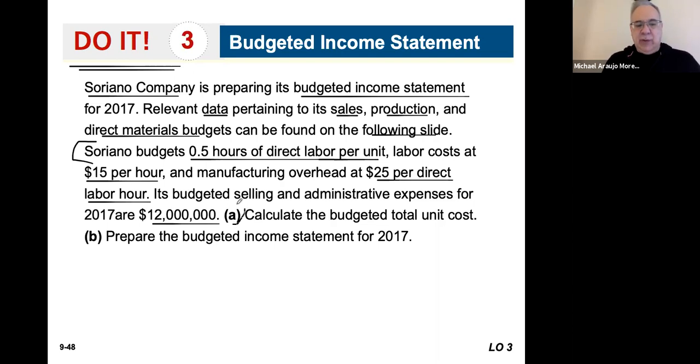So they want you to do two things. First of all, calculate the budgeted total unit cost. And then secondly, prepare the budgeted income statement. All right.